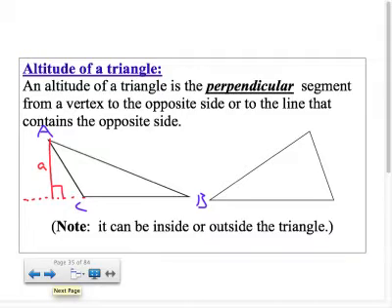Okay, and so in the other triangle, obviously it's a little bit more clear because all you do is go from this vertex straight down. That would be your height, or again, mathematically speaking, we'll use the term altitude interchangeably with height.